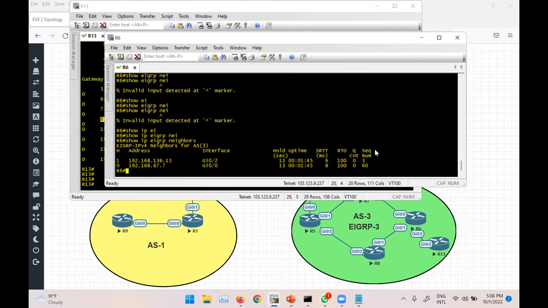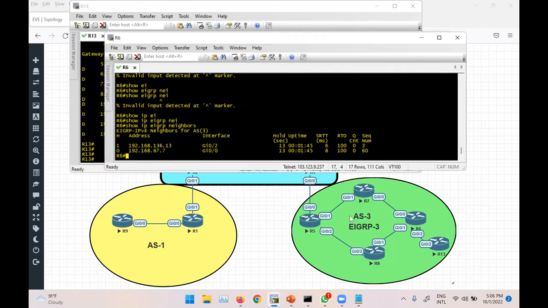Now, there is another issue with R8. If you see on R6, it has to have three neighborships, right? If we are on R6, then we have to have three neighbor adjacencies on EIGRP. So we are getting only two: one with 67.7, which is R7, and 136.13, which is R13, but R6 has not established a neighbor adjacency with R8. So there could be another issue in R6 or R8.